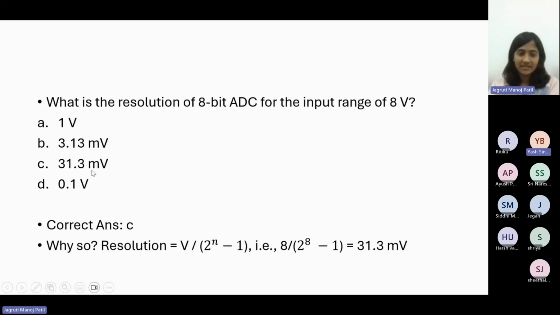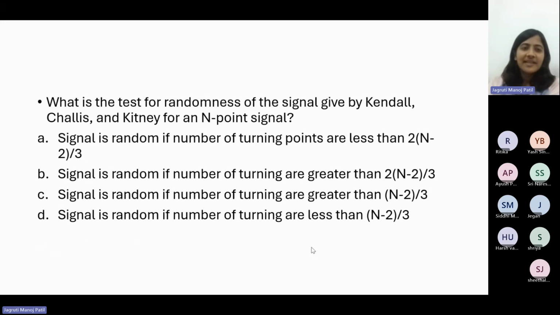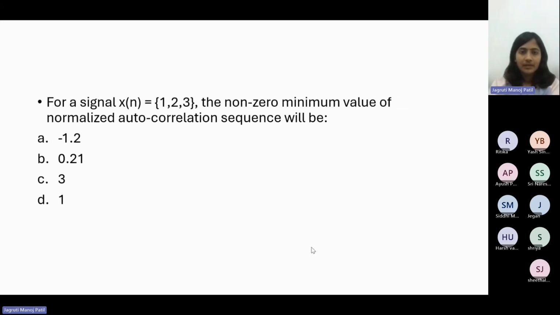Oh, C. So voltage divided by 2 to the power n. Okay, so this was in the slides. What's the test for randomness of a signal given by Kendall, Charles, and Kidney for an n-point signal? B option. It should be greater than 2 times n by 2. Yeah, I guess.